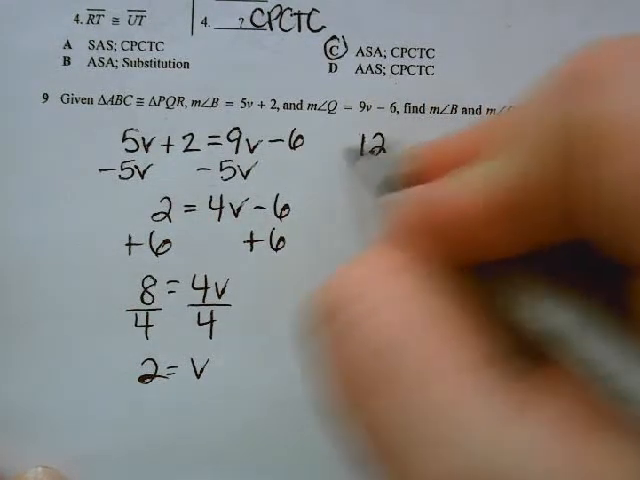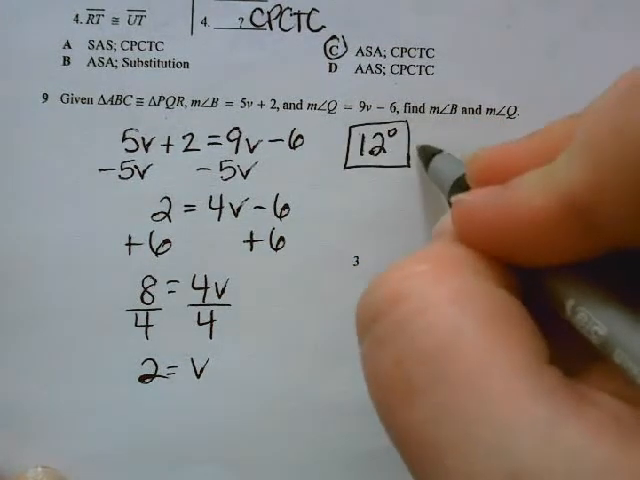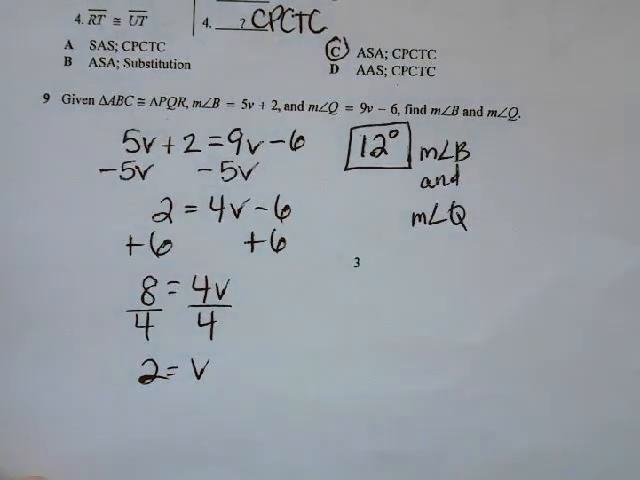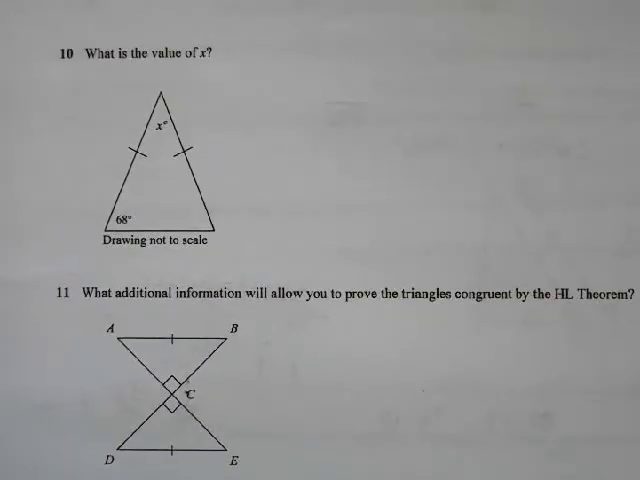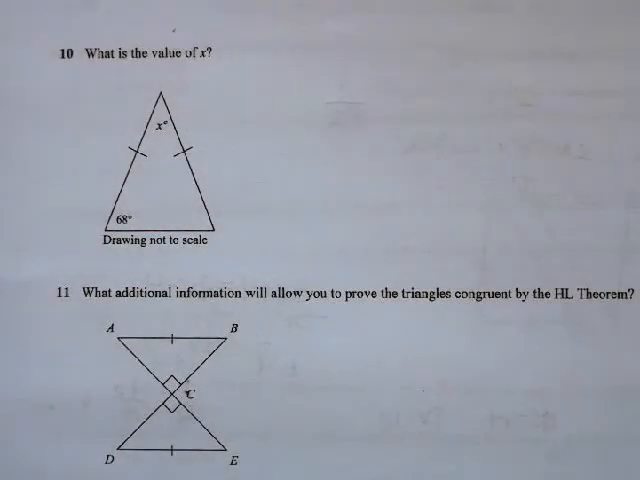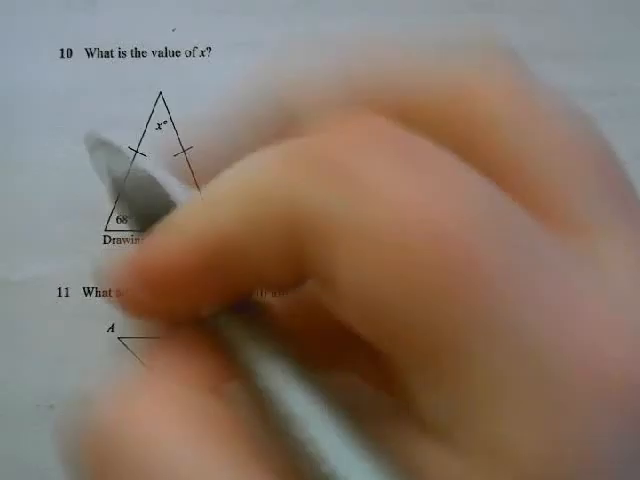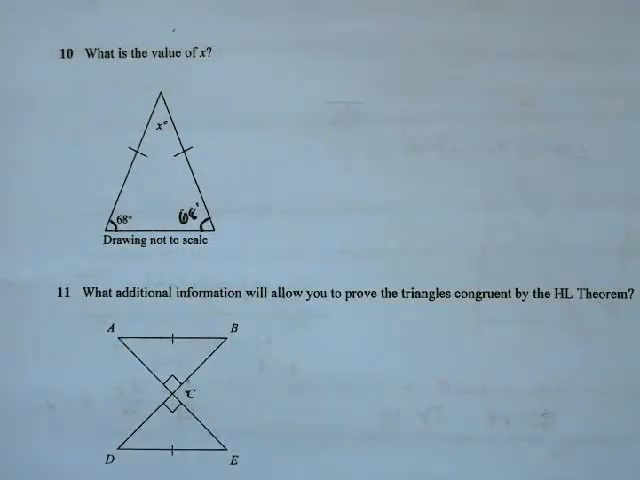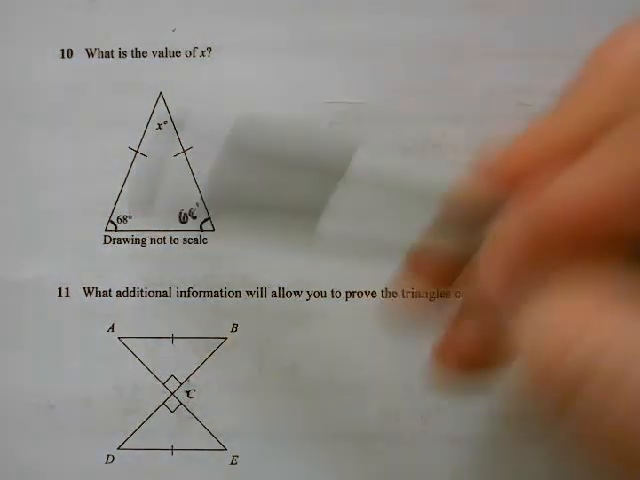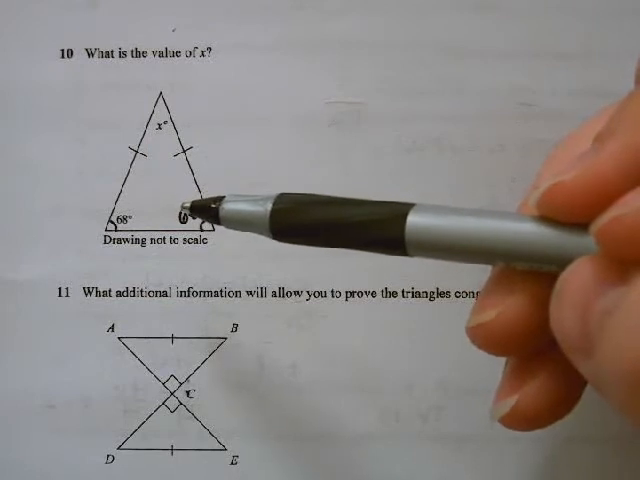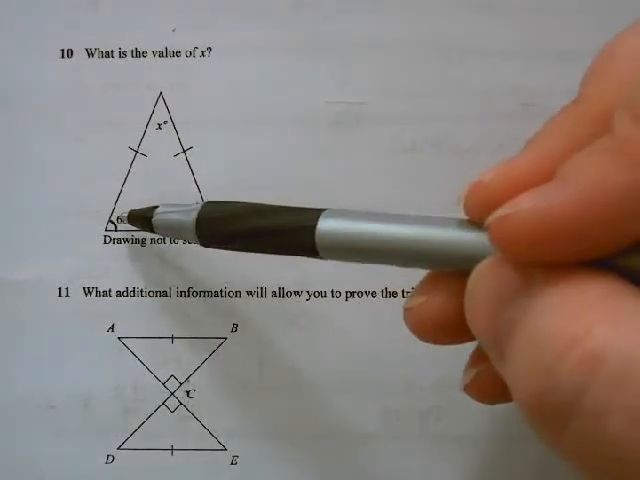Number 10. What is the value of x? So hopefully we notice that we have two congruent sides, so that means this is isosceles. So if this is 68 degrees, this is the other base angle, so they have to be congruent. So from here, I know that the three angles in a triangle add up to 180. So if I subtract 68 and 68 from 180, 68 plus 68 is 136. If I subtract, I get 44 degrees left for x.